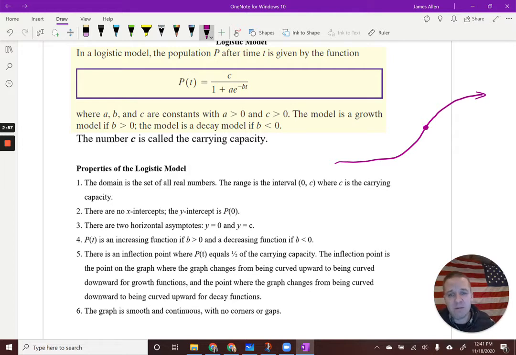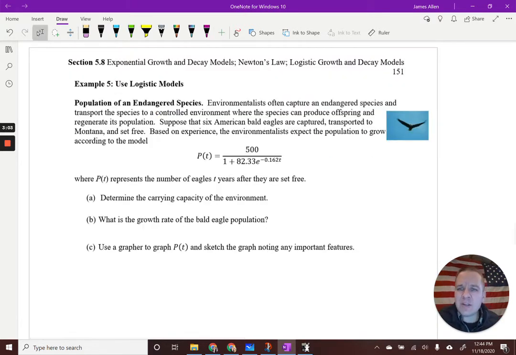Either take a screenshot, write it all down, pause the video if you need to, because we are moving on to an example. Alrighty. So we have a population of an endangered species. Now, bald eagles, if you did not know, were endangered at one point. I think they're just protected now, but for a while they were endangered. I could be wrong about that. Voice crack, I'm leaving it. So environmentalists often capture an endangered species and then transport that species to a controlled environment where it can produce offspring and then regenerate its population.